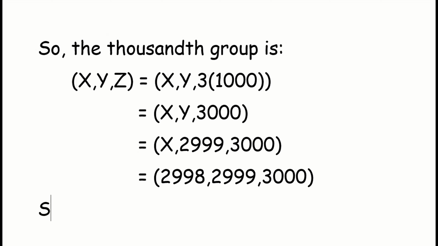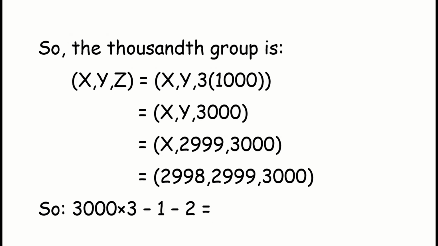All that remains is to sum the 3 numbers. It's very easy just to take the biggest number, 3,000, multiply it by 3 to get 9,000, subtract 1 for the 2,999, and then subtract 2 for the 2,998. So in other words, 9,000 minus 3, which is 8,997. And that's the answer.